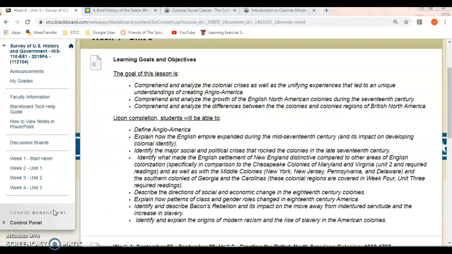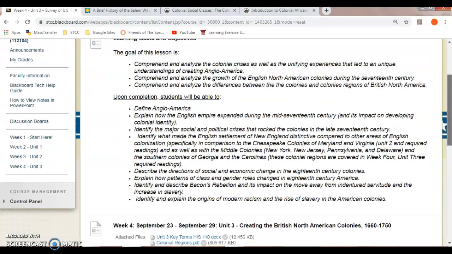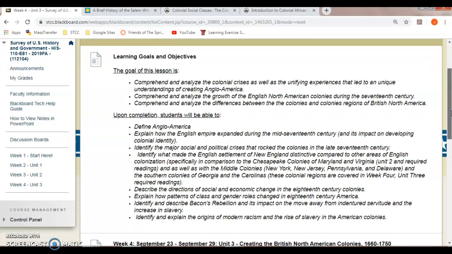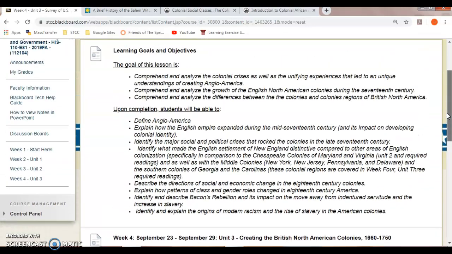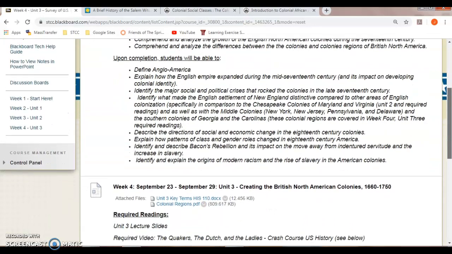Alright, let's get started. So we'll begin with the learning goals and objectives. You can see these here. Again, these are topics we're going to cover, things you should focus on, big ideas. That is the goal of the lesson here.